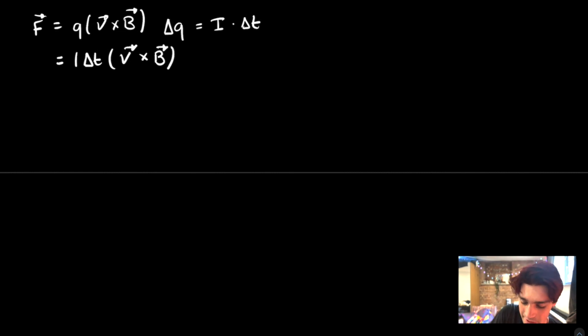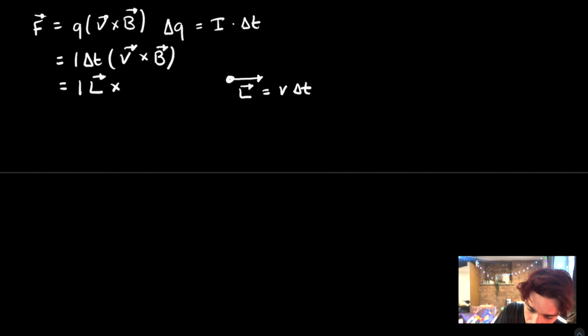And so what are we going to call this length? Well, this is going to be the distance that an individual electron will have covered in time delta t. So we can just call this L for now. So that is L, and that is equal to V delta t. And we're going to go ahead and call this L a vector, just in order to keep the velocity vector there. So we're going to say that this is I L cross B. So this is the force.